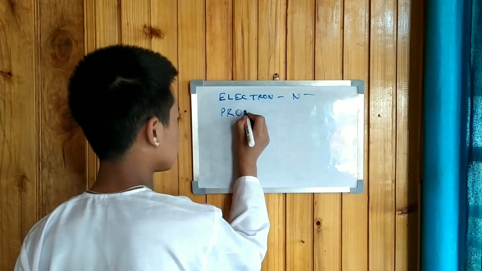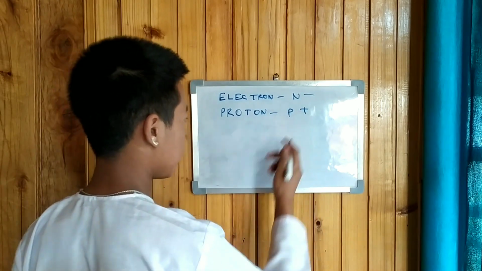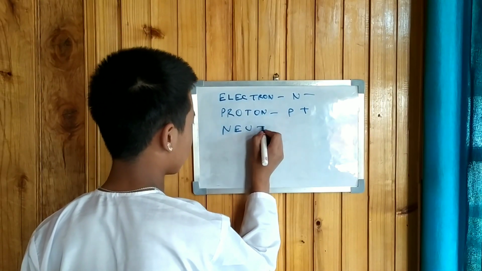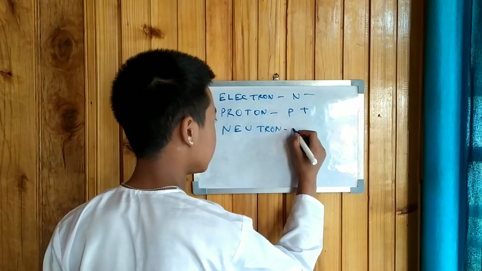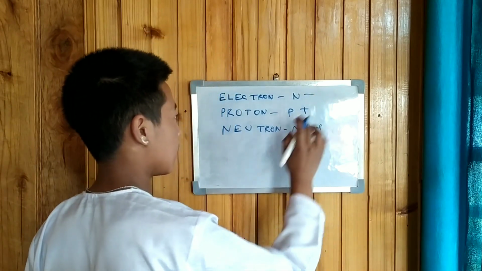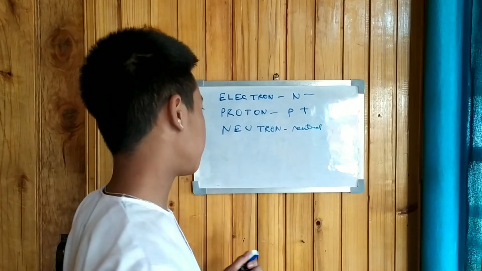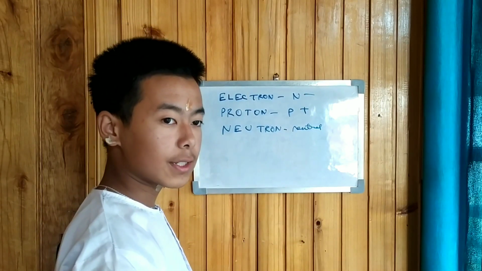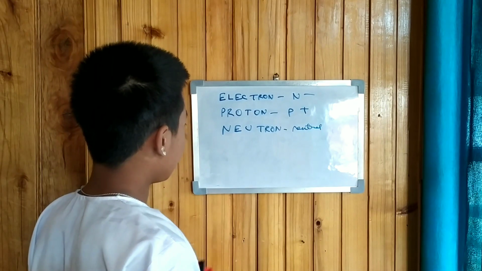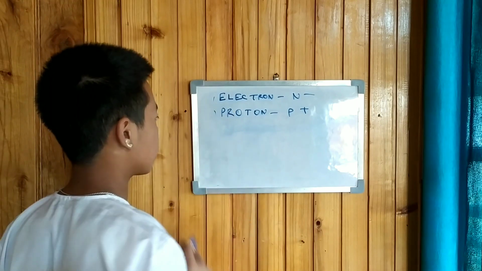Second one is the proton, a positively charged particle, which was discovered by E. Goldstein. And the last one is the neutron, which is a neutrally charged particle. That means neutral: it is neither negative nor positive. It was discovered by Rutherford. And today we will be discussing Thomson's atomic model. At that time, the neutron was not discovered. Only these subatomic particles, the electron and proton, were discovered.